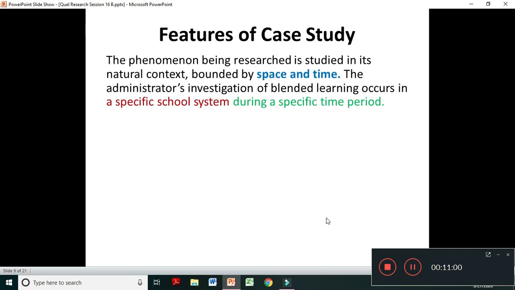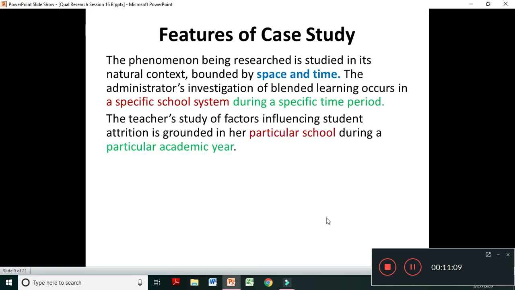So let's see the time and space specificity of these different researches. The teacher's study of factors influencing student attrition is grounded in her particular school. Again, it is space bound. During a particular academic year, the researcher will not study the attrition of the students in a particular school for 20 years or for 10 years. Maybe she would be interested in studying only one academic year, or maybe the past 5 years. So the researcher needs to specify the time during which the study will be done. So it is highly time and space bound.